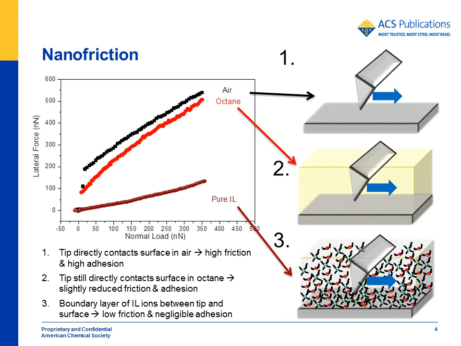This slide shows the nanoscale friction of air, octane, and the pure ionic liquid. In the case of air, the AFM tip is in direct contact with the silica surface. Friction is high and a large lateral force is observed at zero normal force, which is due to strong tip-surface adhesion. When octane is introduced into the system, the tip is still in contact with the surface, but the friction and initial adhesion are slightly reduced. However, for the pure IL, the IL ions form a boundary layer between the tip and the surface, and this results in low friction and negligible adhesion.